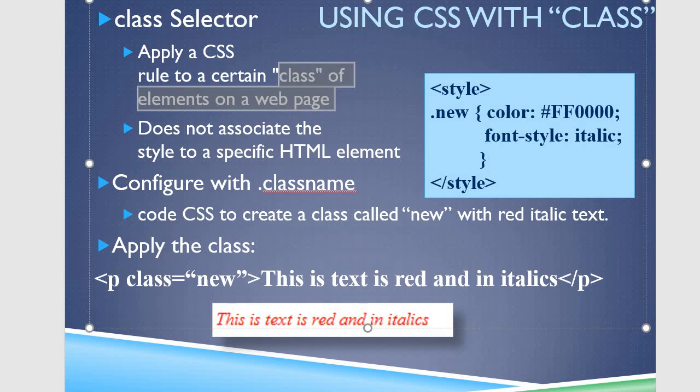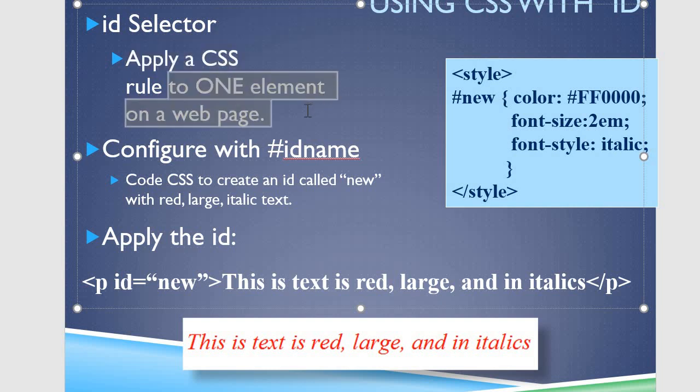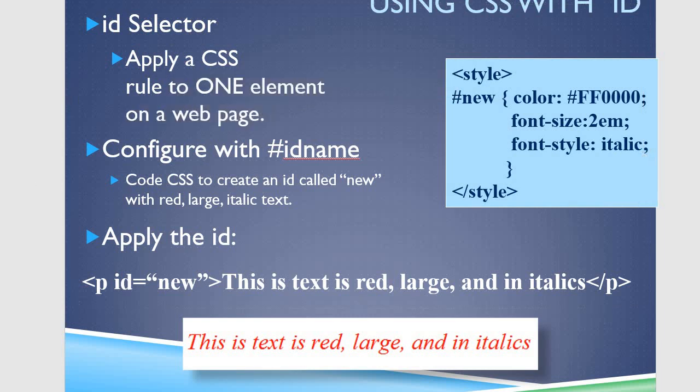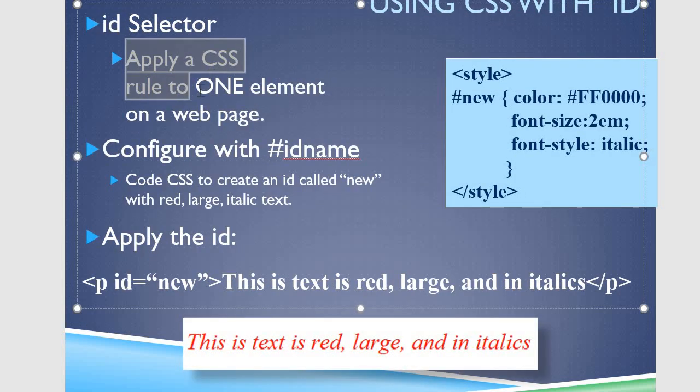Okay, then the next one, ID. Another type of CSS selector is the ID selector. It applies a CSS rule to one element on a web page. Here in the class selector, it is applied to a class of elements, but for the ID selector, the CSS rule applies to one element on a web page.